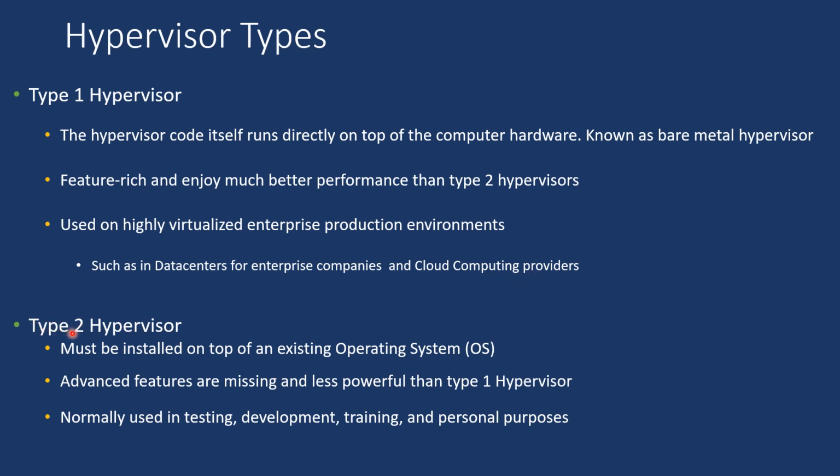Whereas type 2 is normally used for testing, development, training, and personal purposes. So as an individual, if you want to practice virtual machines, you can use a type 2 hypervisor, and I give an example of that, and I highly recommend the one from Oracle, VirtualBox. But you will be surprised to hear that you can also use type 1 because it already comes built in with the Windows operating system, whether server or client, with Microsoft Hyper-V, of course, as we will see.